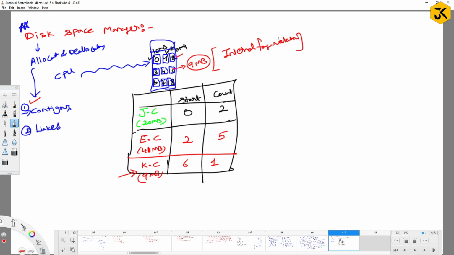What is the meaning of internal fragmentation? Even though I have freely available memory location here, I cannot use it further. That is what I call internal fragmentation. Meaning that free space cannot be usable. Internal fragmentation.